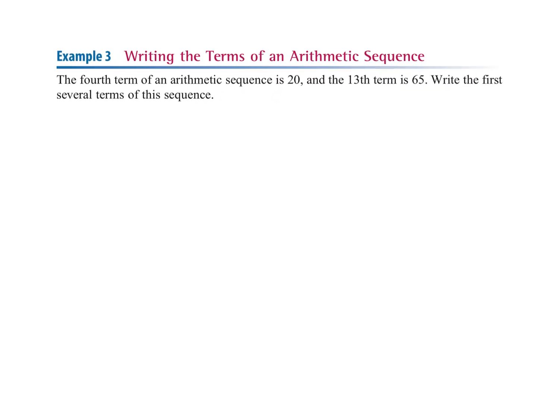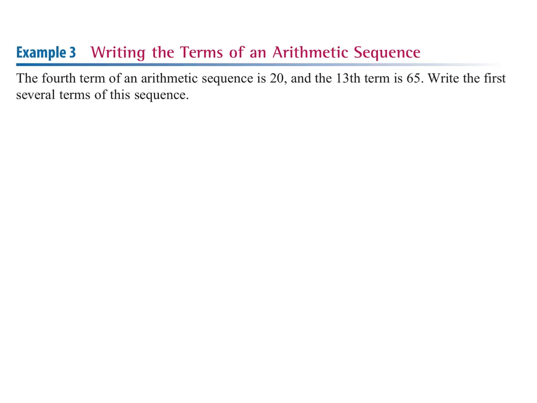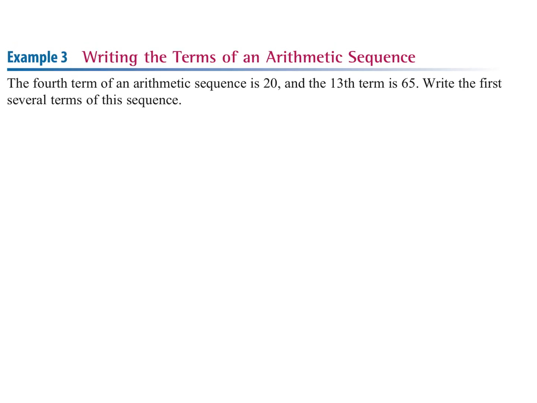Example 3 is going to be a little bit tricky. These, I would say, are the hardest types of questions that you'll see from arithmetic sequence questions. So make sure you're paying attention to this. I'm going to start with my formula. I'm going to write that here. It is a sub n is equal to a sub 1 plus n minus 1 times d.